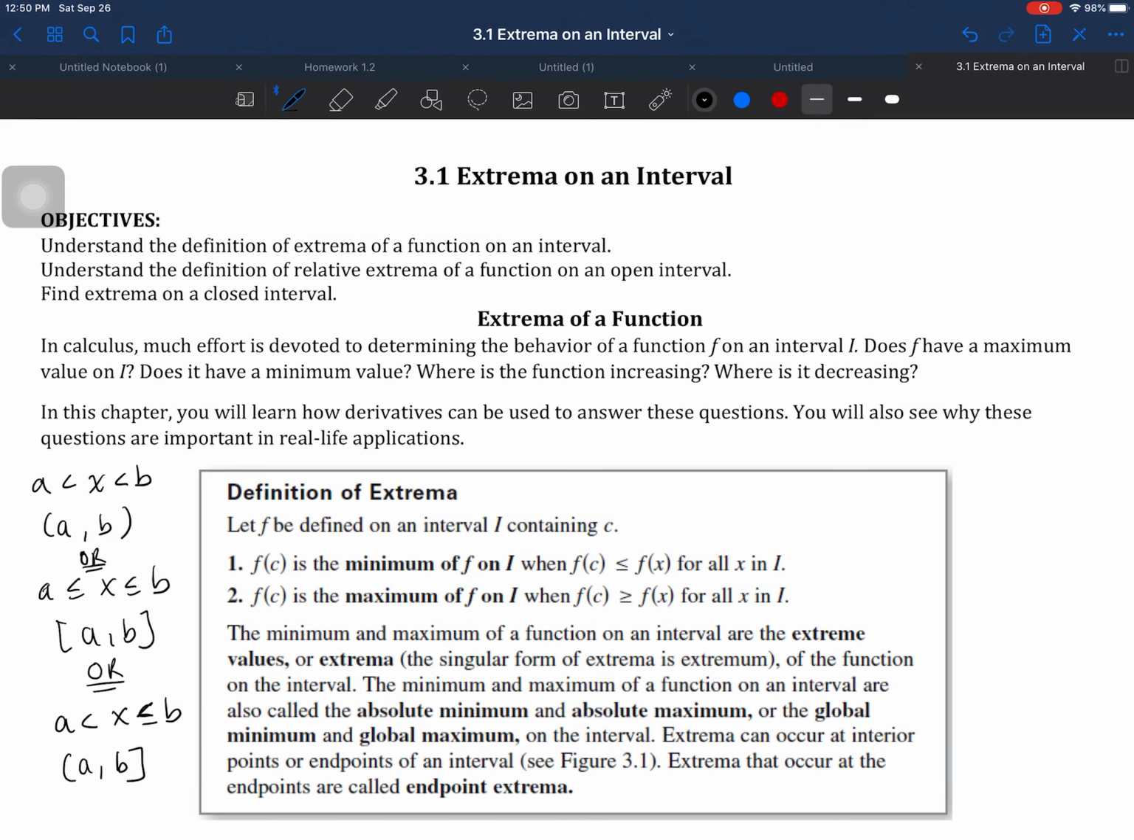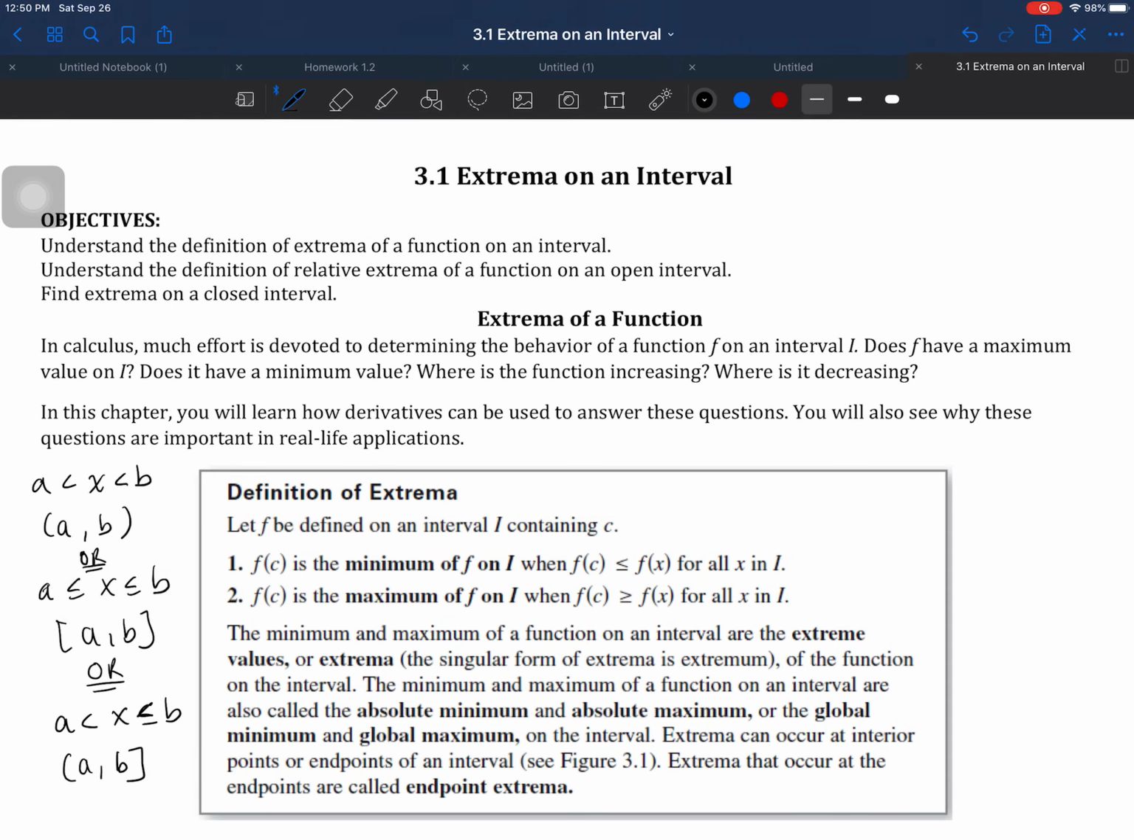The objectives are to understand the definition of extrema of a function on a specific interval, understand the definition of relative extrema of a function on an open interval, and then make a conclusion on how to find an extrema on a closed interval. So we'll begin by defining an extrema of a function.